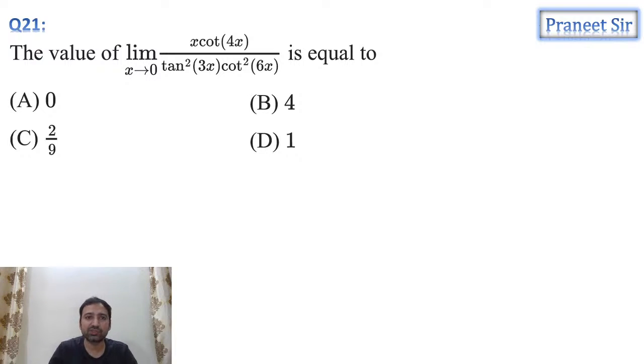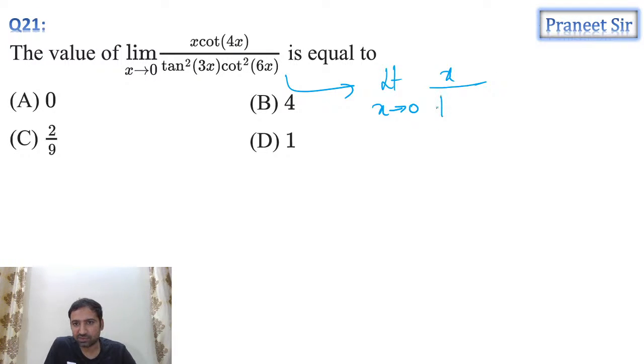Limit x tending to 0. Let's try to apply some manipulation here. Can we write cot 4x as 1 by tan 4x? So let me write it as tan 4x. In the denominator, tan square 3x is already there, and cot square 6x in the denominator we can write in the numerator as tan square 6x. Finally, this is what we're getting.